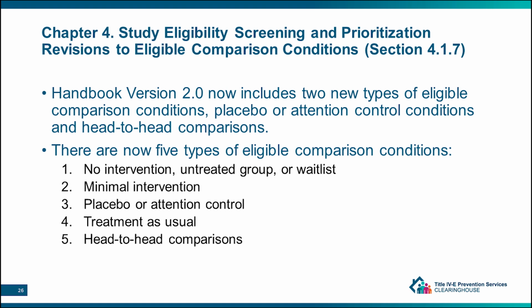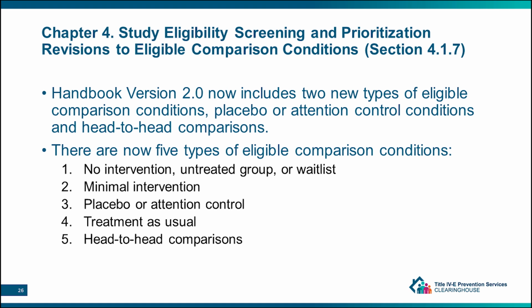So there are now 5 types of eligible comparison conditions, including 1, no intervention, untreated groups or waitlist conditions; 2, minimal intervention conditions; 3, placebo or attention control conditions; 4, treatment as usual conditions; and 5, head-to-head comparisons. The first 2, no intervention and minimal intervention comparison conditions, were also eligible in Handbook version 1.0.